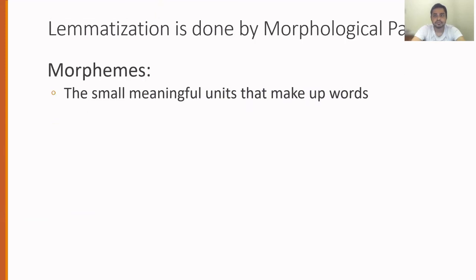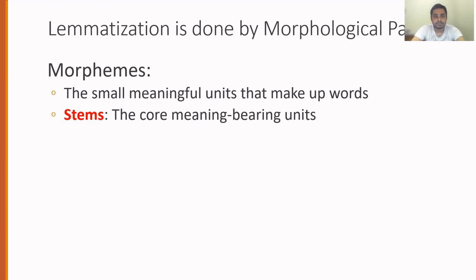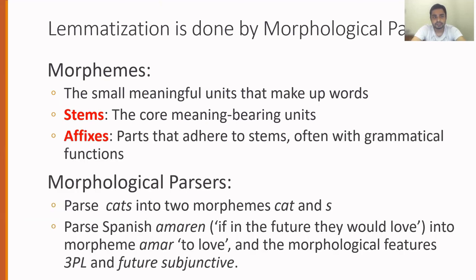Lemmatization is done by morphological parsing. Morphemes are the small meaningful units that make up words. Stems are the core meaning-bearing units. Affixes are parts that adhere to stems, often with grammatical functions. Morphological parsers parse cats into two morphemes, cat and s.